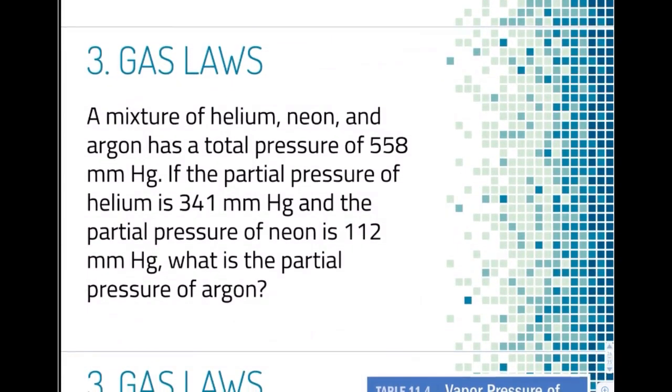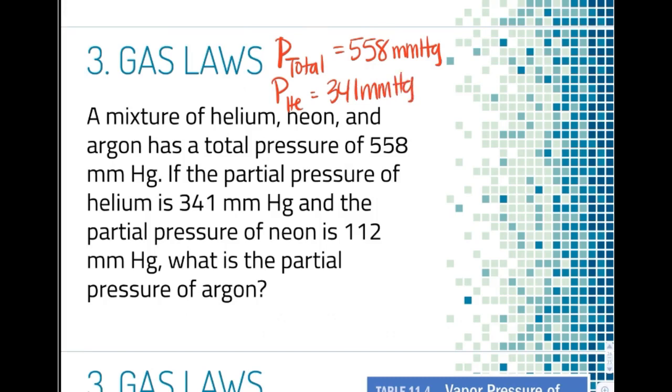Okay, so looking at how I might deal with Dalton's law of partial pressure. A mixture of helium, neon, and argon has a total pressure of 558 millimeters of mercury. So my P total is 558 mmHg. If the pressure of helium is 341 and the pressure of neon is 112, what would the pressure of argon be, assuming that I only have those three?